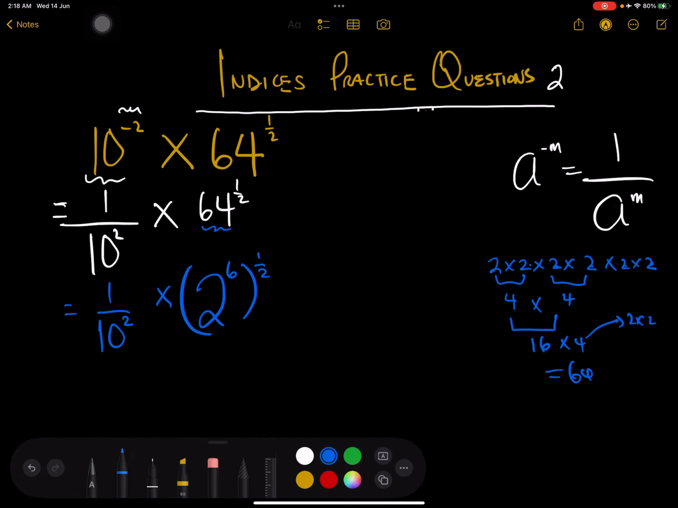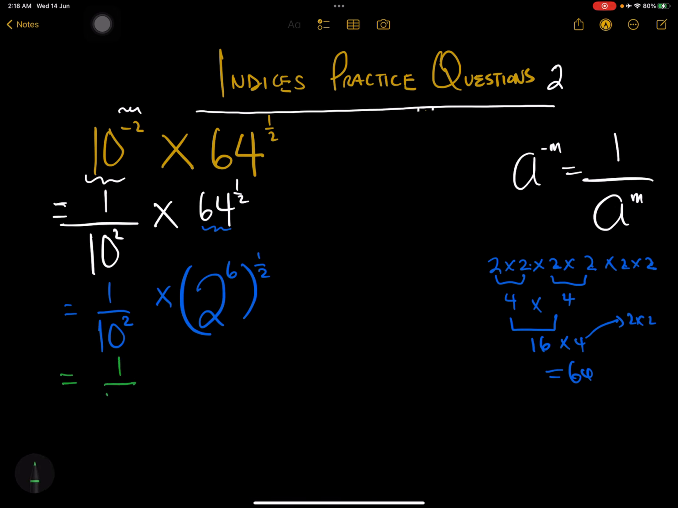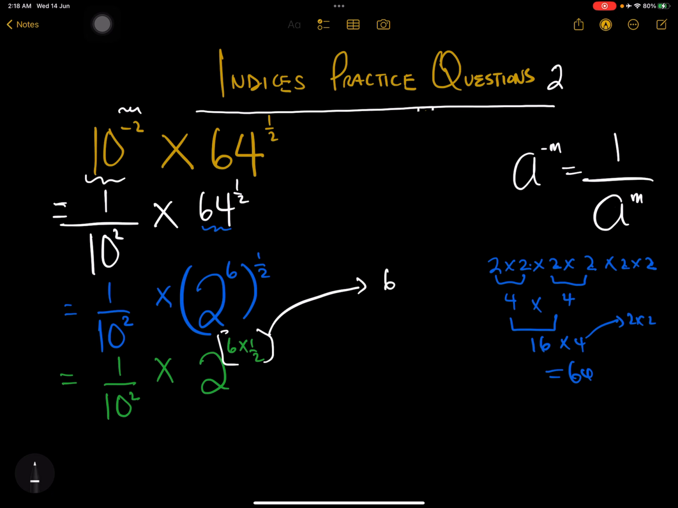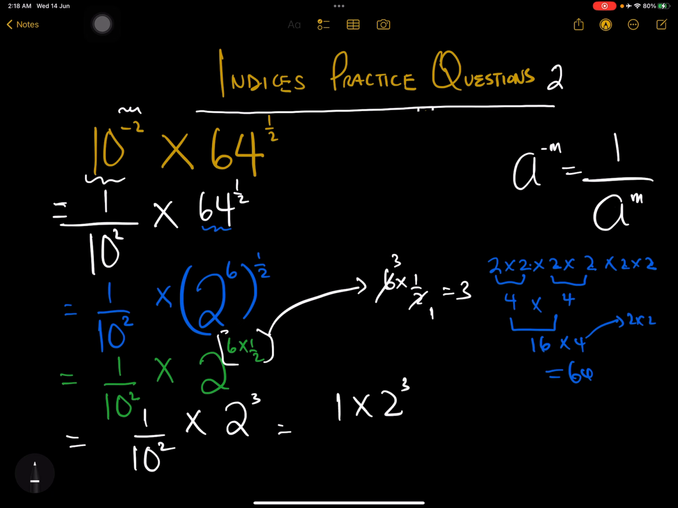And we know that we can continue by having 1 divided by 10 squared multiplied by 2 to the power of 6 times half. And we can confidently do this somewhere here where you have 6 times half. This 2 cancels. This 2 goes into itself 1, and goes into 6 3 times, and that gives us 3. So we're going to have 1 divided by 10 squared multiplied by 2 to the power of 3. We're basically going to have the numerator 1 times 2 to the power of 3 divided by 10 to the power of 2.